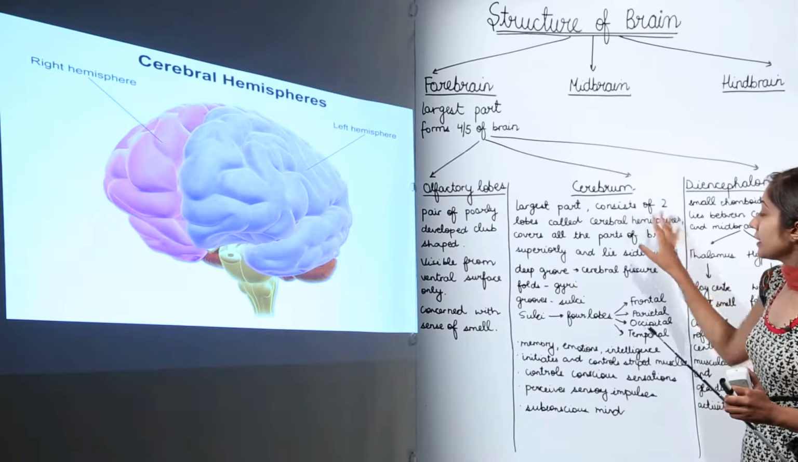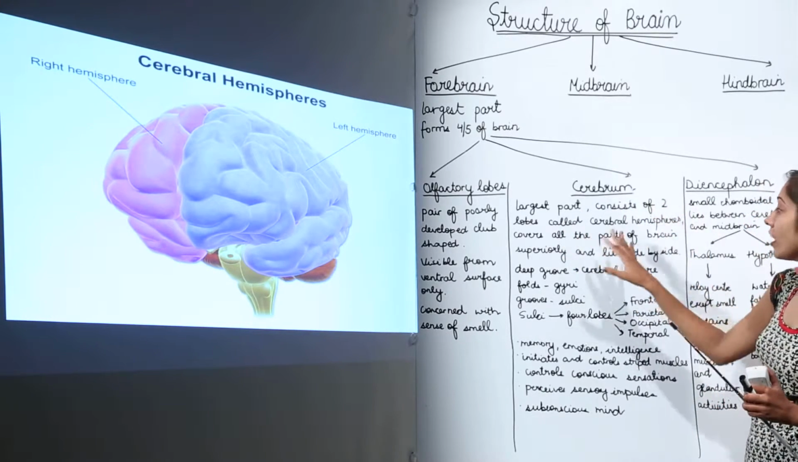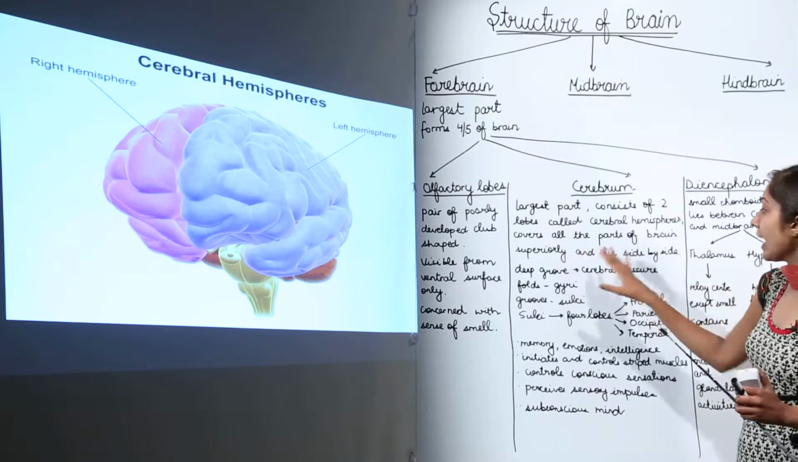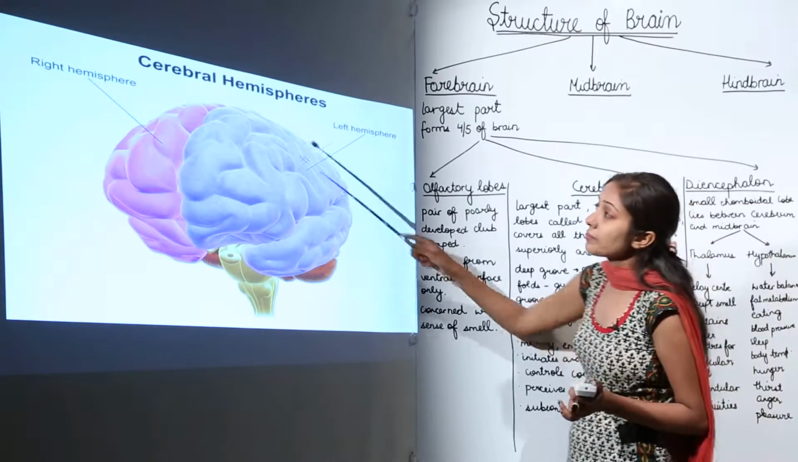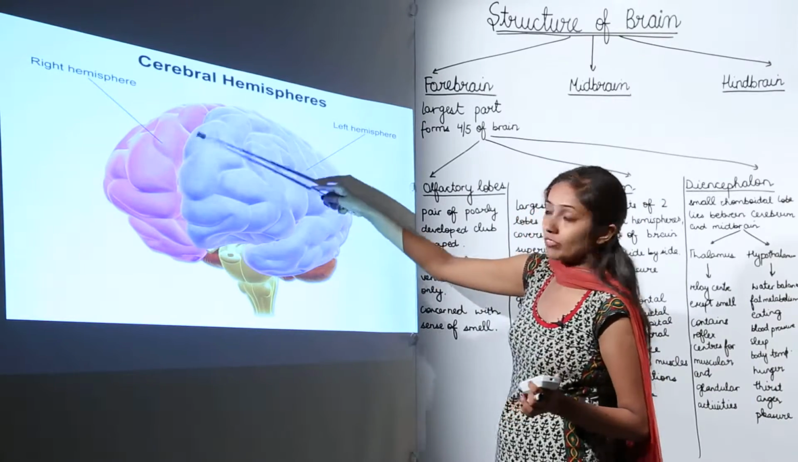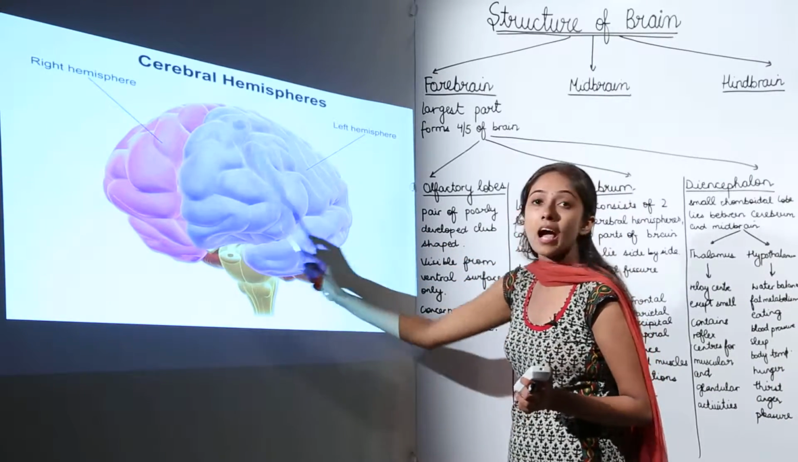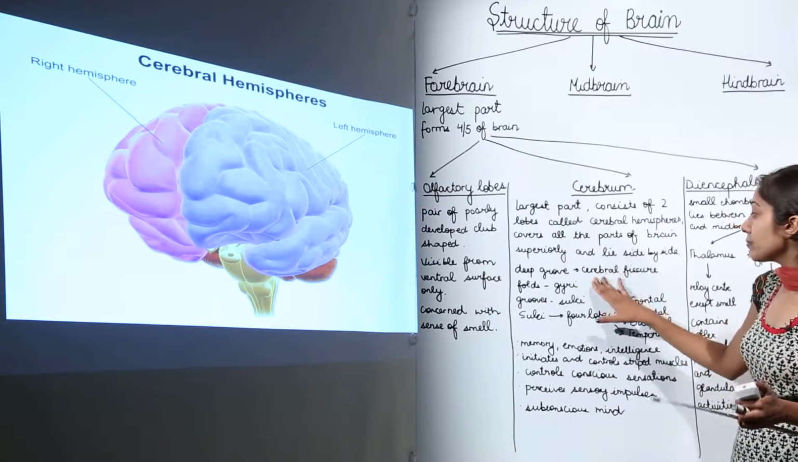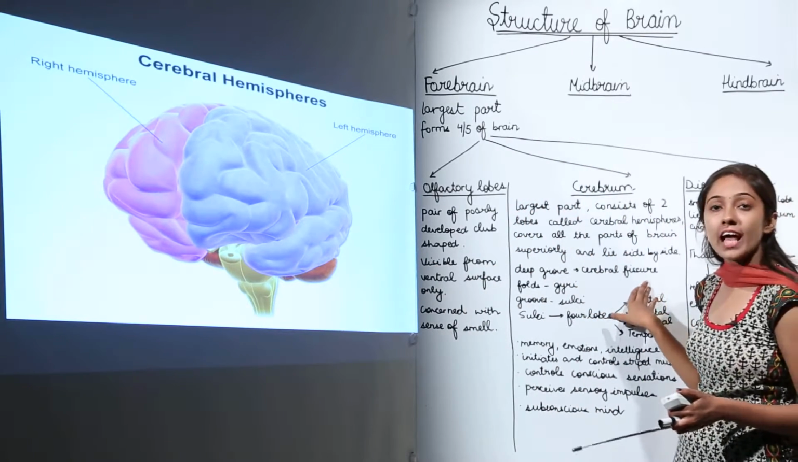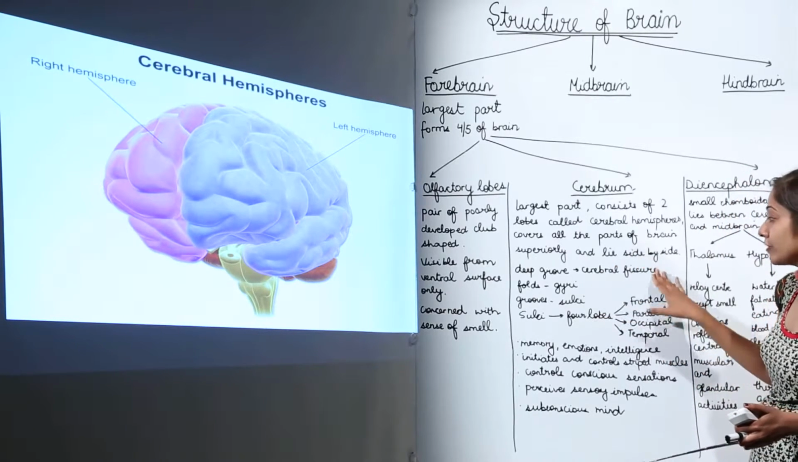Now, these cerebral hemispheres cover all the parts of the brain superiorly and lie side by side, and these hemispheres are separated by a deep groove that we call the cerebral fissure.